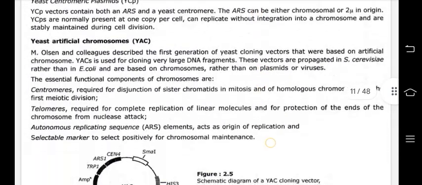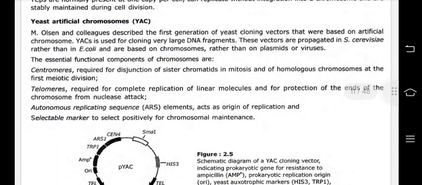Then yeast artificial chromosome, or YAC. Researchers described the first generation of yeast cloning vectors that were based on artificial chromosomes. YACs are used for cloning very large DNA fragments. These vectors are propagated in Saccharomyces cerevisiae rather than E. coli and are based on chromosomes rather than on plasmids or viruses.